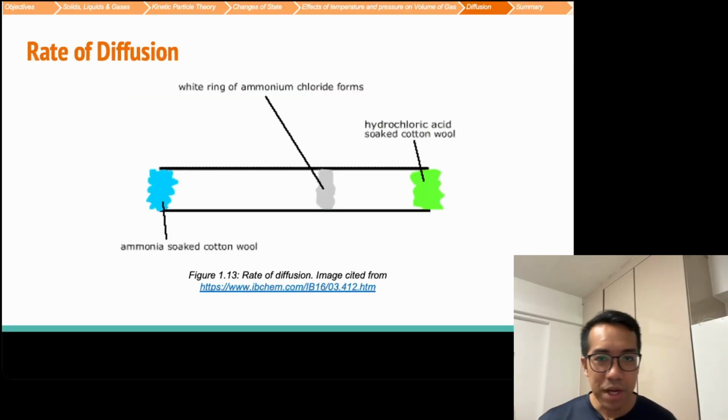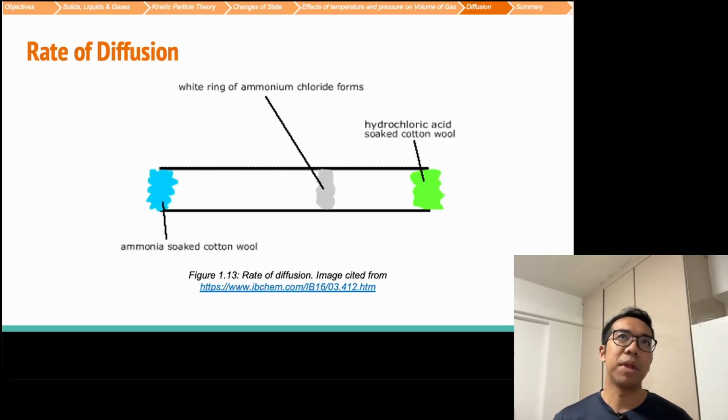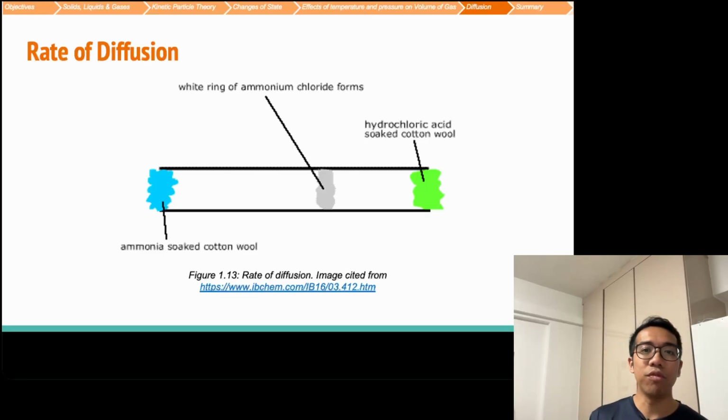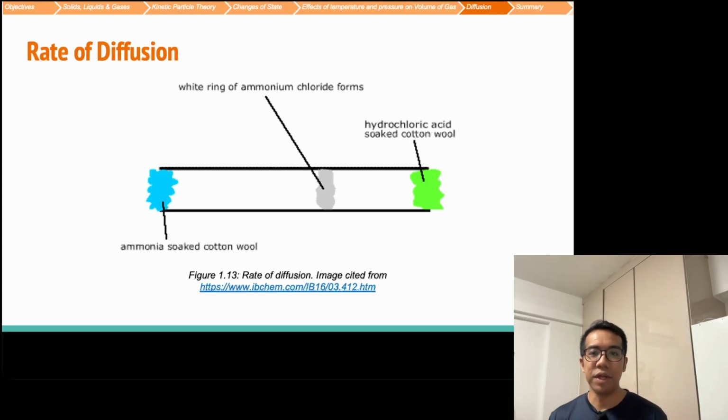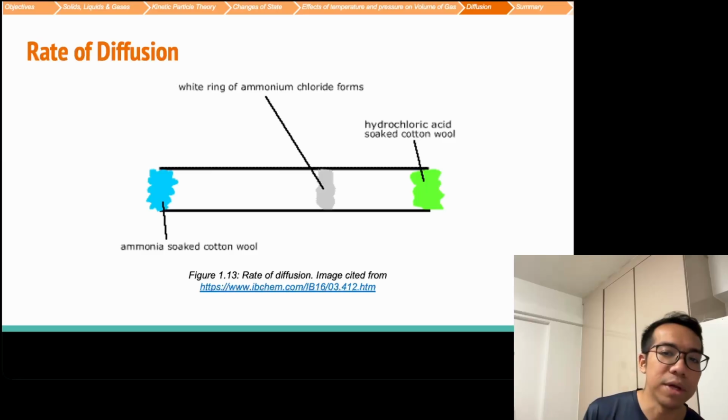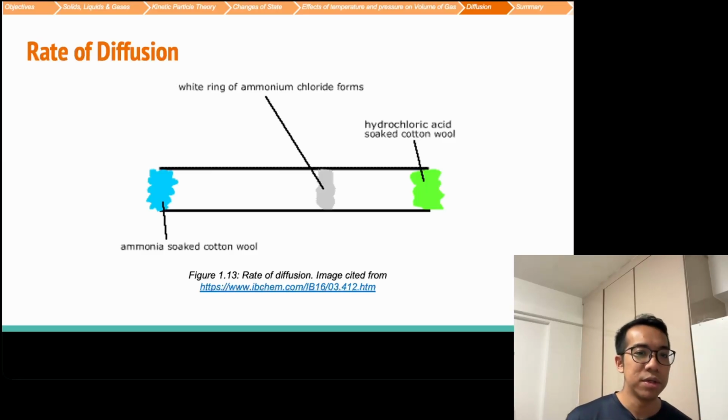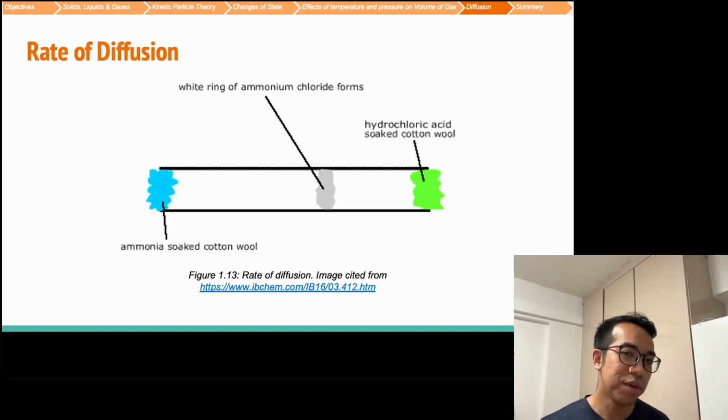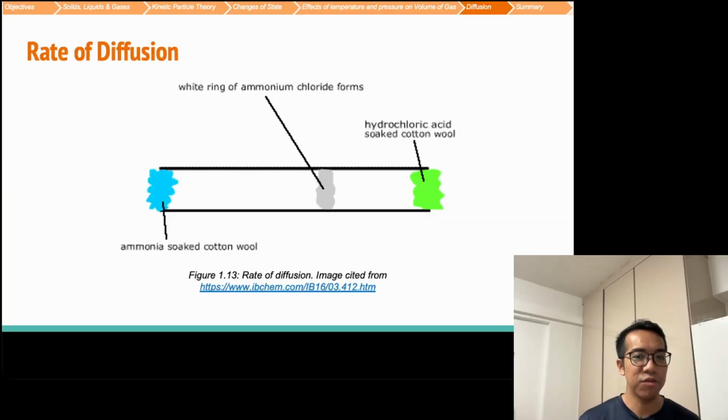So rate of diffusion obviously is different for different particles. If you remember something about the kinetic particle theory, the third point is that heavy particles tend to move a lot slower compared to lighter particles. As you can see, the gray part there doesn't form in the center of these two things, hydrochloric acid and ammonia. Why is that so? Which one do you think moves faster and why? Can you pause this video and try to guess?